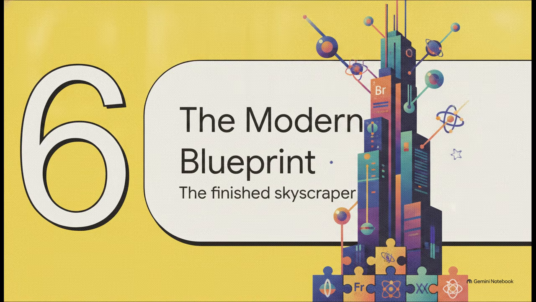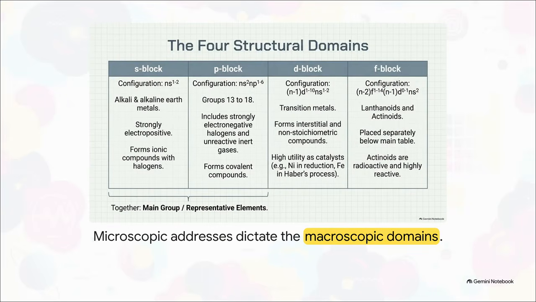Part 6. The Modern Blueprint. Let's see how these domains build our modern framework. Remember those quantum subshell shapes from earlier? The spherical s, the dumbbell p, the complex d and f? Notice how they perfectly match the 4 massive structural domains of the periodic table.